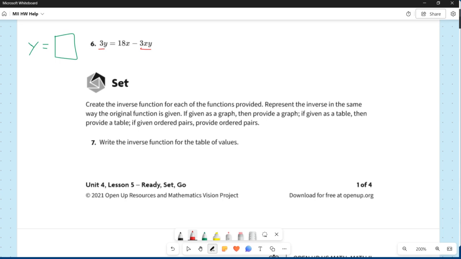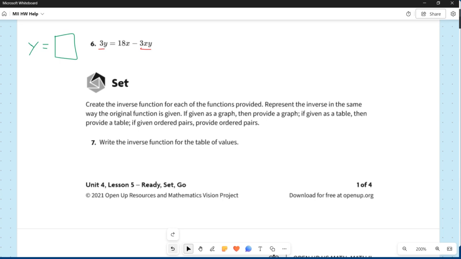And also, to be clear, you cannot have a y on the right-hand side as well. That's no good. So it can't be y equals and then something else in terms of y. The only y in our answer has to be the single y on the left-hand side, and our right-hand side can't have a y in it. So that's one thing that we're going to have to deal with.